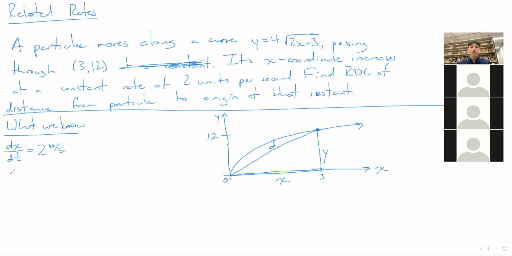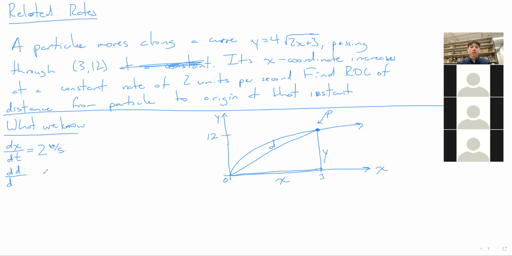Well, let's be more clear. The rate of change of the distance from the particle. So here's the particle, which really moves around, but we're taking a snapshot of it as it crosses through this point (3, 12). So we want to find the distance from the origin to that particle. More specifically, we want to find the rate of change of the distance from the particle to the origin. So we know we're looking at d something.